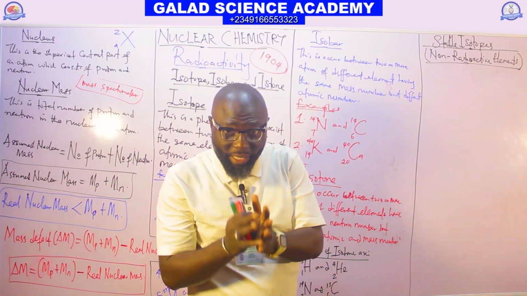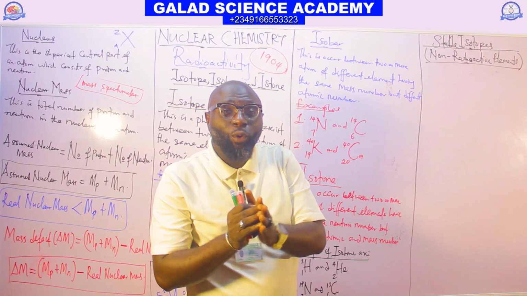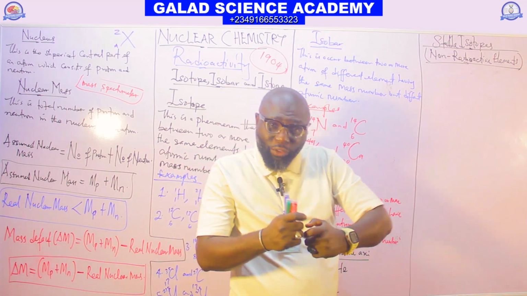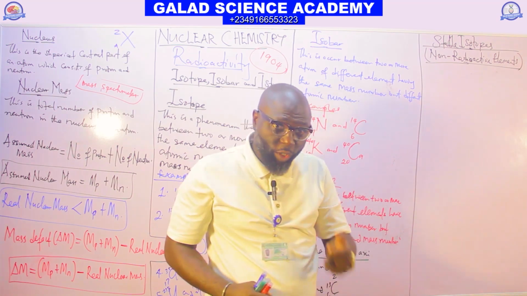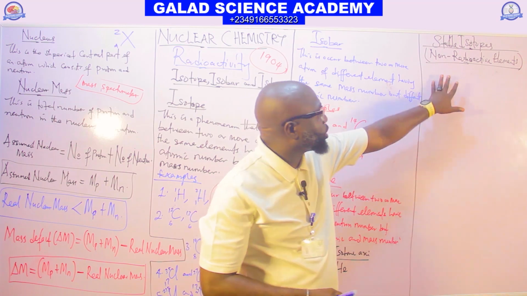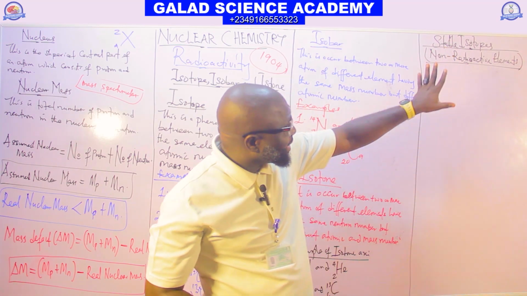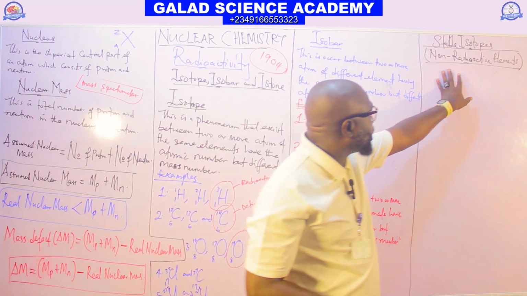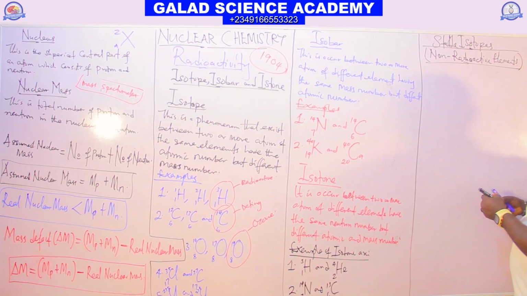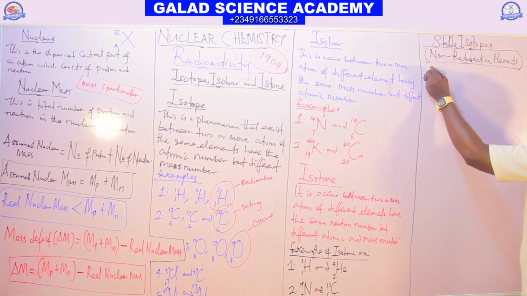Any isotopic element which has a stable nucleus and cannot undergo radioactive decay or radioactive emission, cannot produce emission of radioactive particles, such elements are called non-radioactive elements or stable isotopes. So the stable isotopes, they are what?